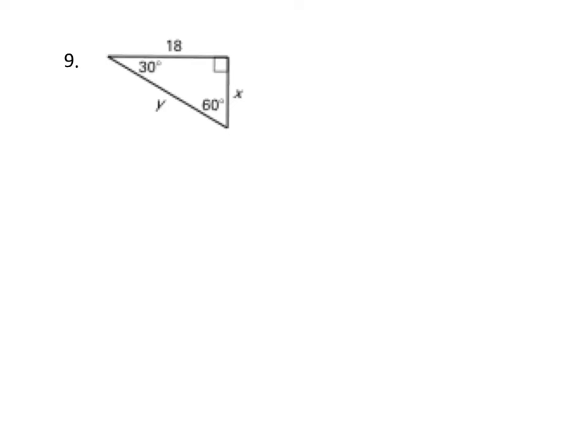So let's take a look at example 9. So I'm going to start off again by labeling my parts. It looks like my hypotenuse is the side with y on it. Since the 30 is over to the left, that means x is going to be my short leg. And then the last piece, 18, is going to be my long leg.